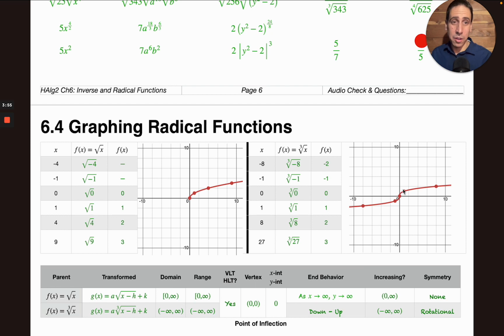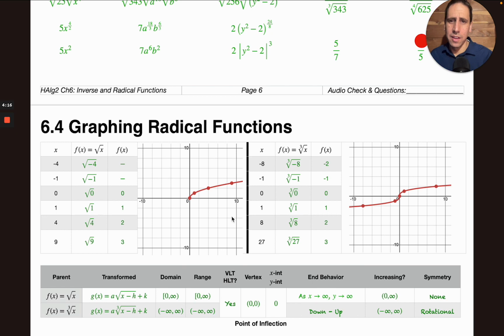The range, the lowest y value, again, there's none. There's no highest y value, so the range spans all real numbers from negative infinity to positive infinity. Yes, both functions pass both the vertical line test and the horizontal line test. You can draw horizontal lines and vertical lines all day and only pass through one point.